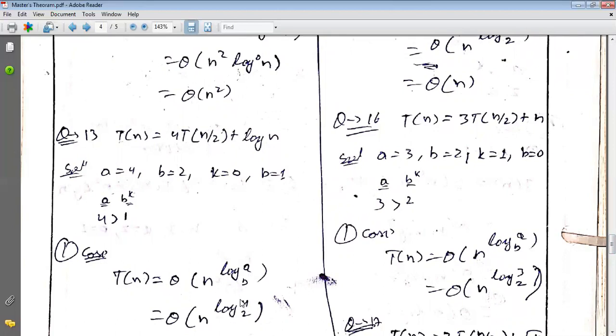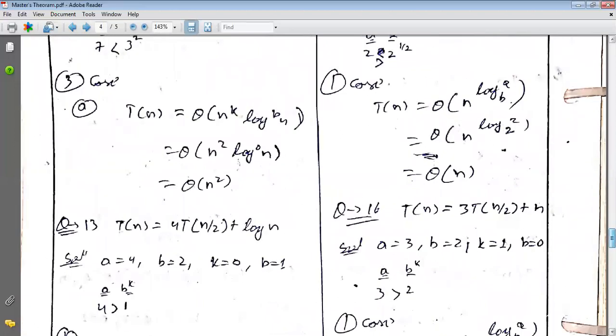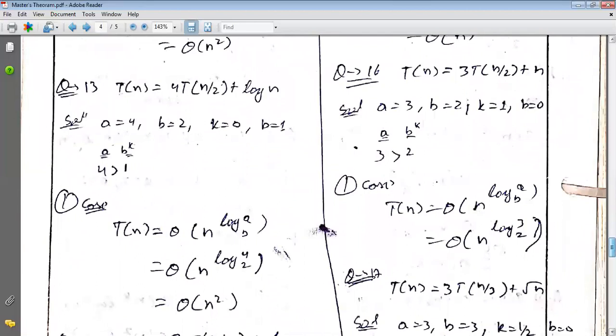Here 4 can be replaced by 2 to the power 2. So log 2 base 2 is 1, and the power 2 comes aside of this, and it becomes theta of n square, because 4 is written as 2 to the power 2, and this particular term becomes 1. So therefore the total answer is theta of n square. Clear? Now we go for the next question.